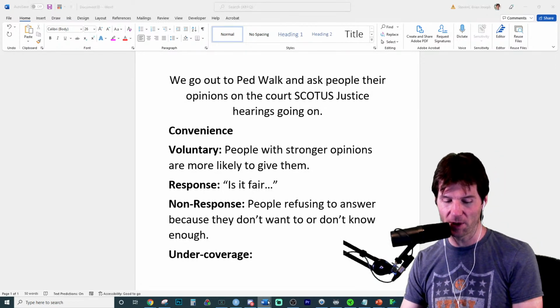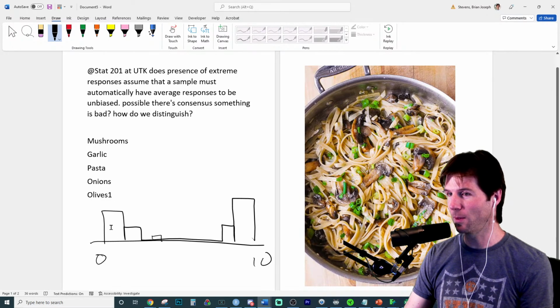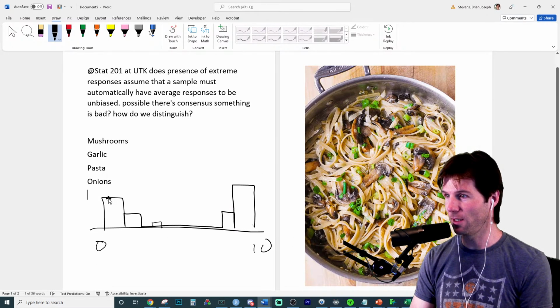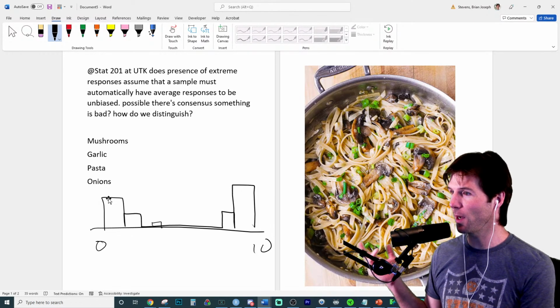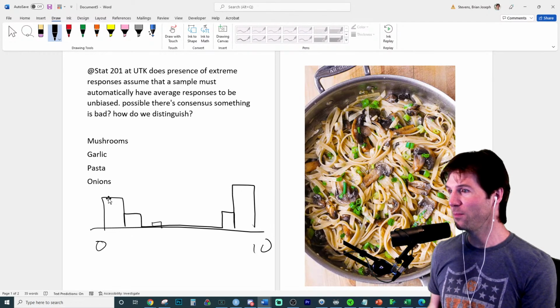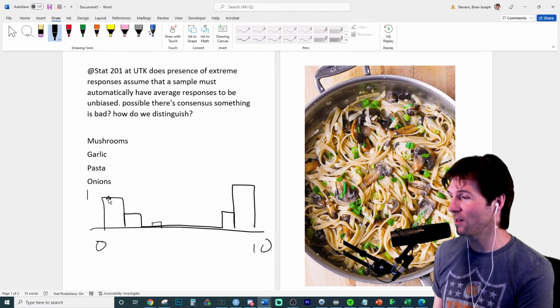We talked about a really good example yesterday after class with this dish right here. I think this dish looks absolutely amazing. Let's remove the garlic and the onion so I'll love it again. But this dish with mushrooms, garlic, pasta, and onions may be a divisive dish. It's got some ingredients in it that people might not be big fans of. That's why we took out the olives, because I don't like olives.